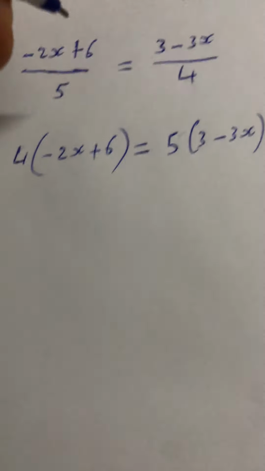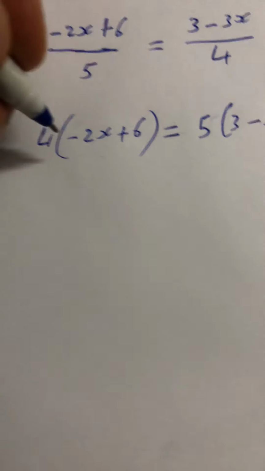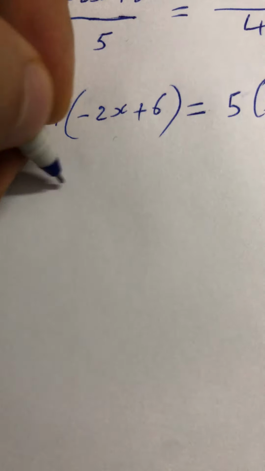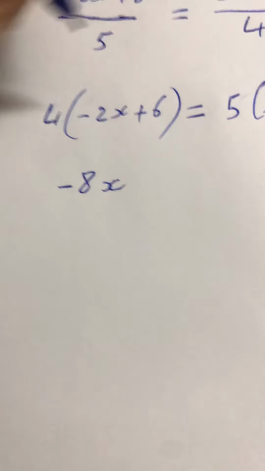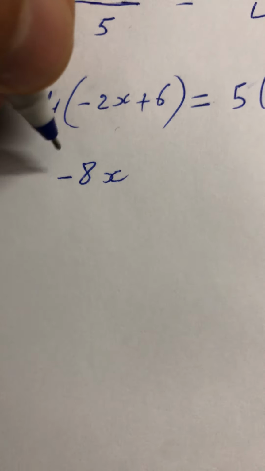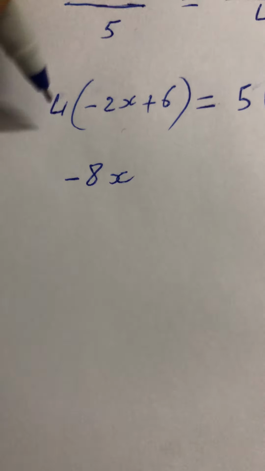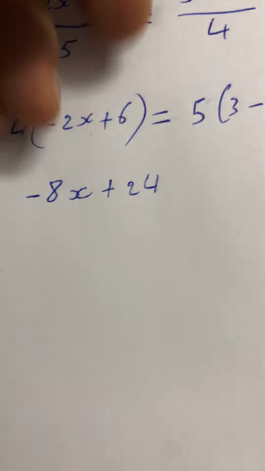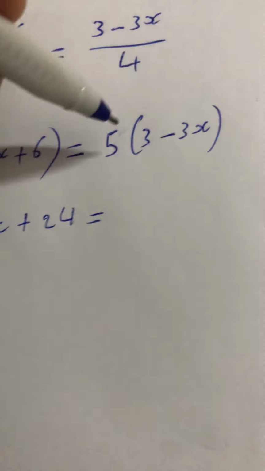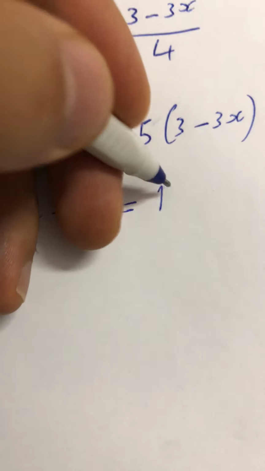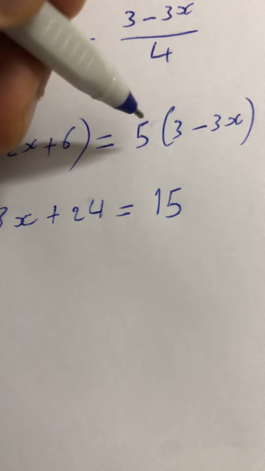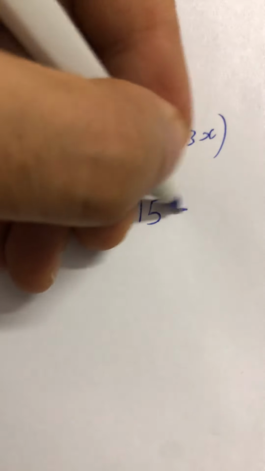Okay, now I expand here and there. 4 times minus 2x, it will be minus 8x, because 4 times 2 is 8, and we have minus, so minus 8x. Then 4 times 6, 24, so plus 24, equals 5 times 3, 15, and 5 times minus 3x gives minus 15x.